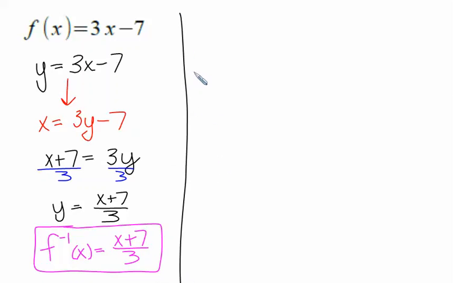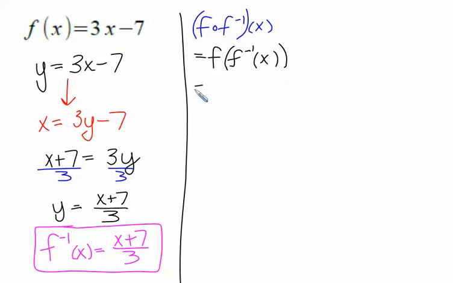Now when verifying inverses, we have to check two things. One of them is we need to see if f of f inverse of x just turns out equal to x. So I want to see this written up properly, where first we translate it into having these parentheses, f parentheses f minus 1 parentheses x. And now we're going to replace the f minus 1 of x with what the inverse is supposedly equal to, which is x plus 7 all over 3.